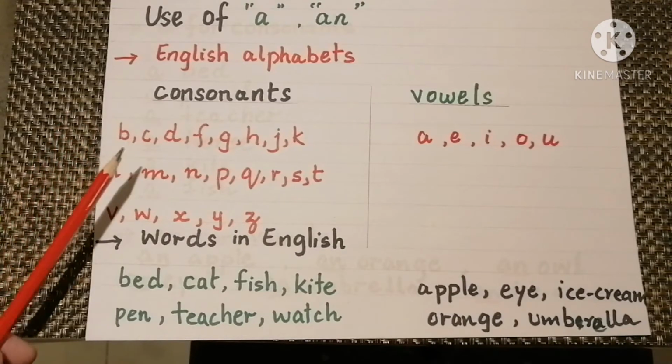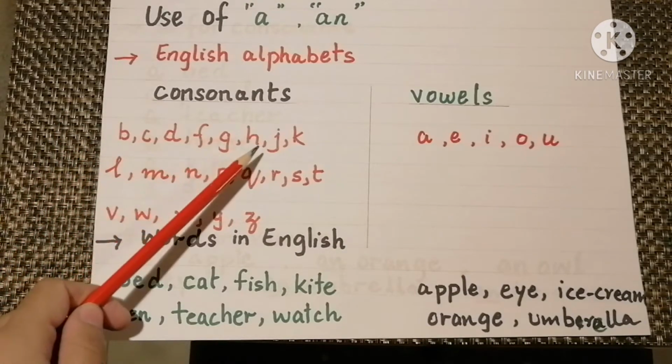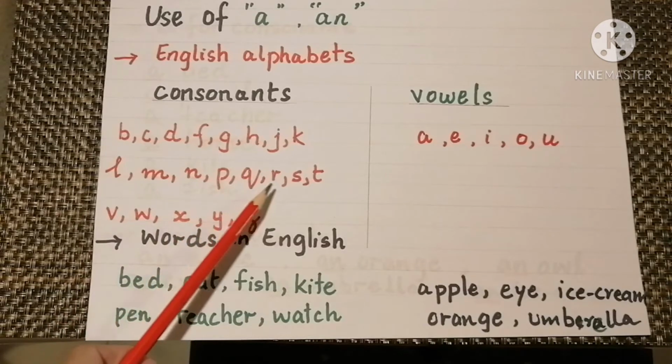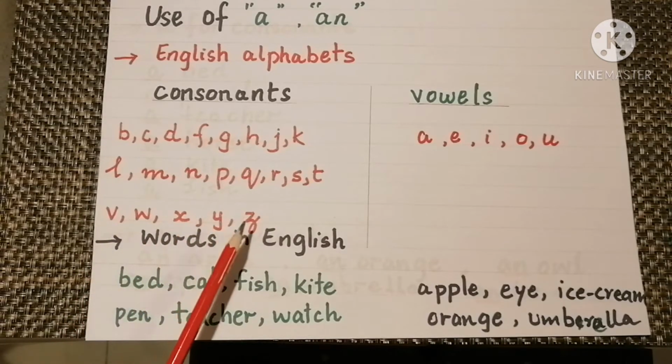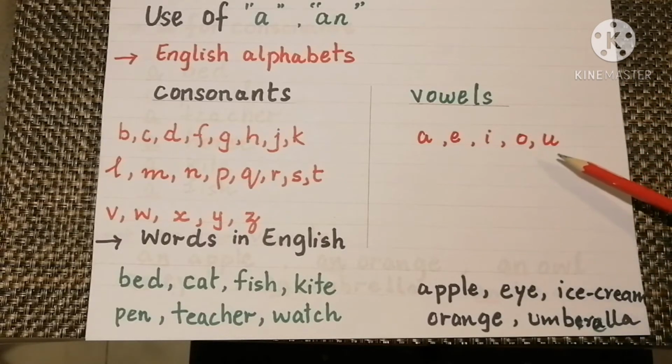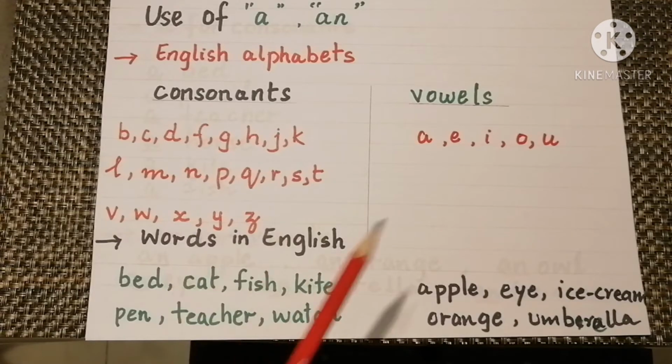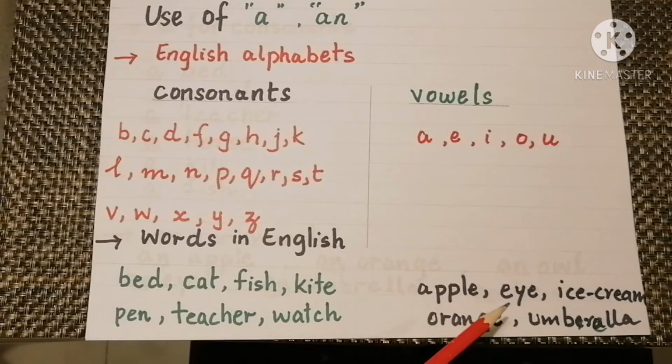The consonants are B, C, D, F, G, H, K, L, M, N, P, Q, R, S, T, V, W, X, Y, Z, whereas the vowels are A, E, I, O, and U. Now, the words in English made from consonants are like bed, cat, fish, kite, pen, teacher, watch. With the vowels, the words are apple, eye, ice cream, orange, and umbrella, and many more.